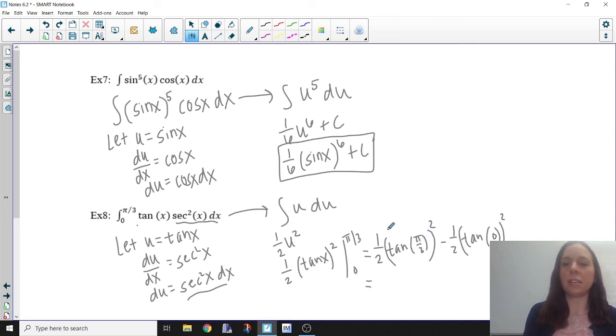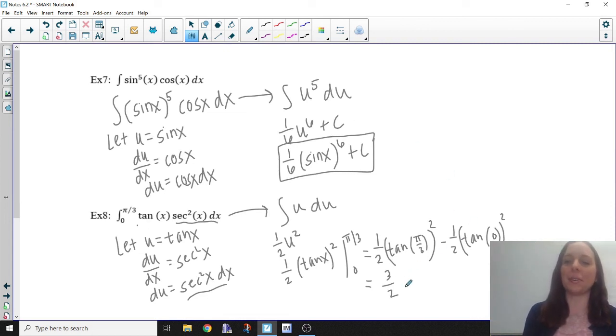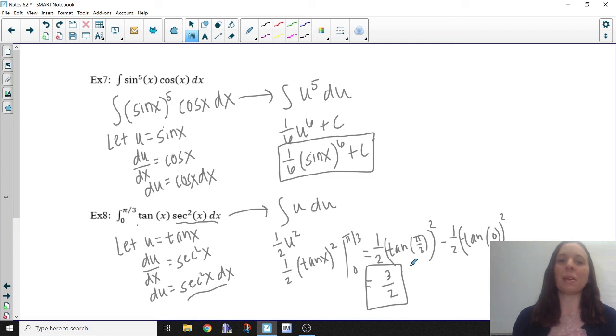Okay, from here, tangent of pi over 3. Let's see, what is that? That is root 3, right? But it's squared multiplied by a half, so that's 3 halves. Tangent of 0 is 0, so that all becomes 0. And so there's our answer, 3/2. Woo! Done. Remember, if it's a definite integral, you could also check your answer in your calculator fairly easily. This one's a little bit tricky to type in, but not bad.